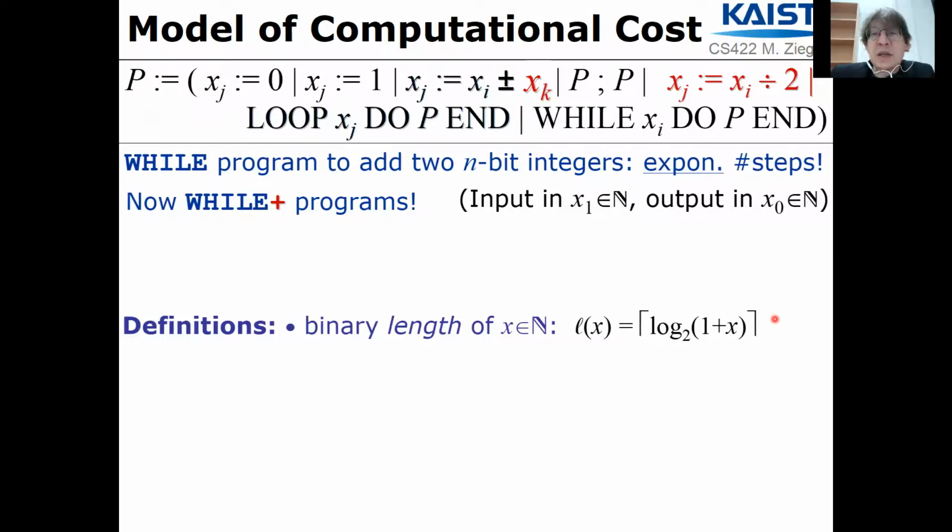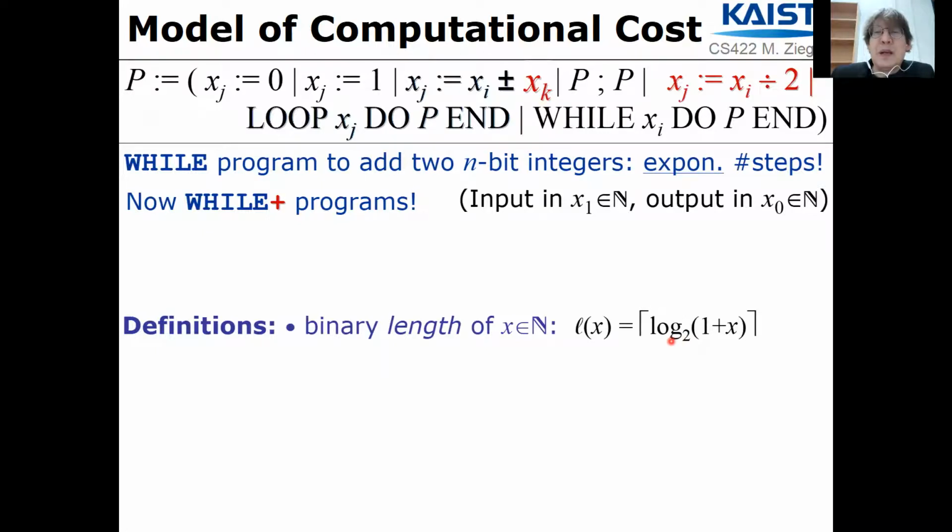Let's look at some examples. For example, what is the binary length of 0? The binary length of 0 means here x is 0. Here we have 1. The logarithm of 1 is 0. So the binary length of 0 is 0 here. What is the binary length of 1? Binary length of 1 here means we have 1 plus 1 is 2. Logarithm of 2 is 1. So the binary length of 1 is 1, which makes sense, right? What is the binary length of 2? Binary length of 2 means here x is 2, means here we have 3.